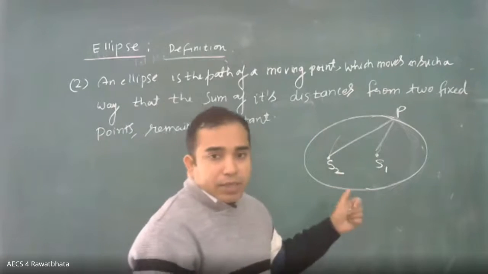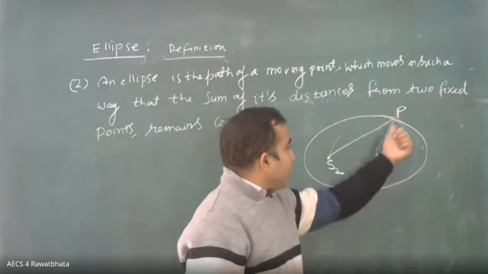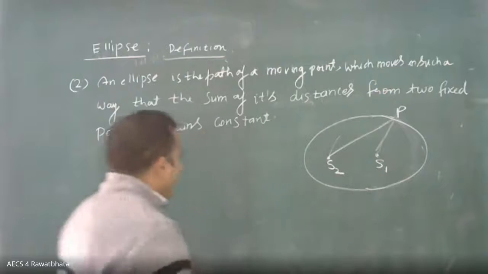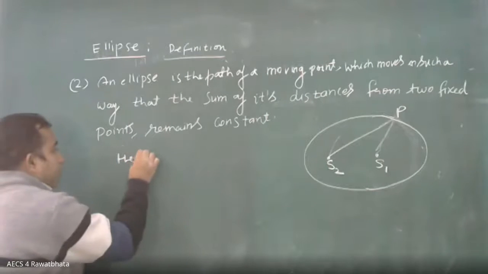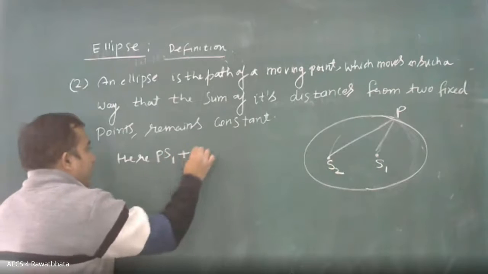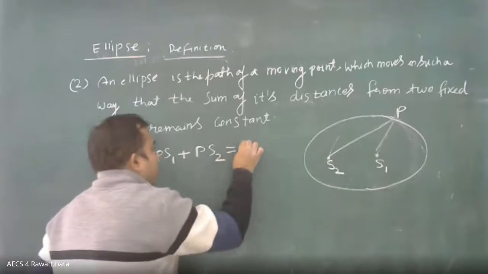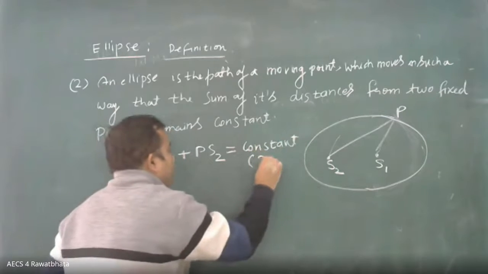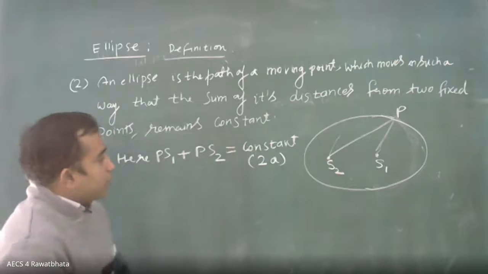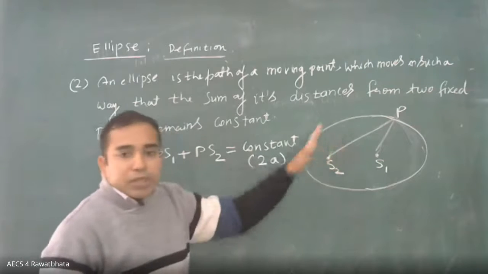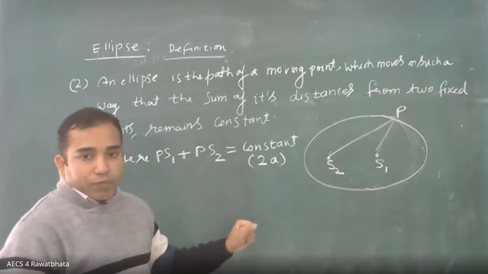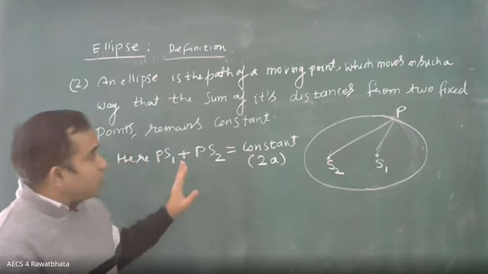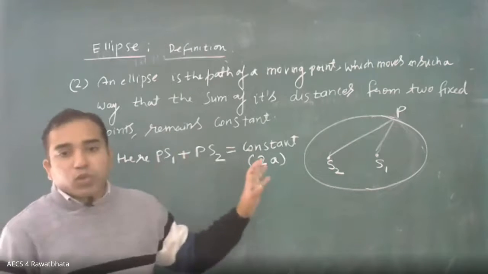This condition means that the total length represents the length of the thread actually. So here PS1 plus PS2 will be constant, and this constant we write as 2a. What is the significance of a? This we shall discuss while discussing the equation of our ellipse. For this definition, PS1 plus PS2 is always constant.